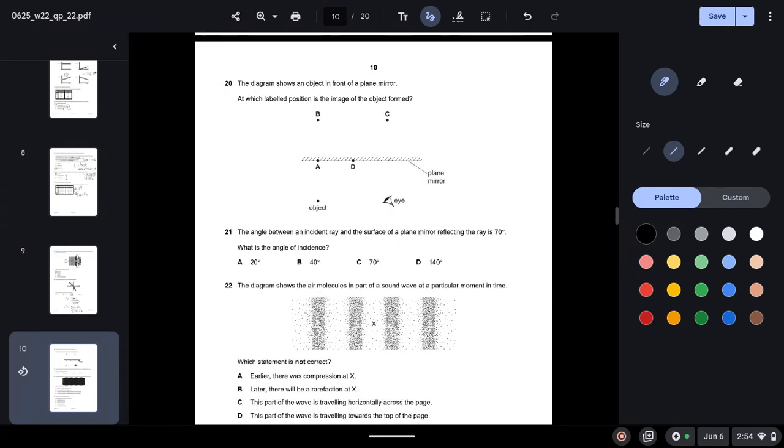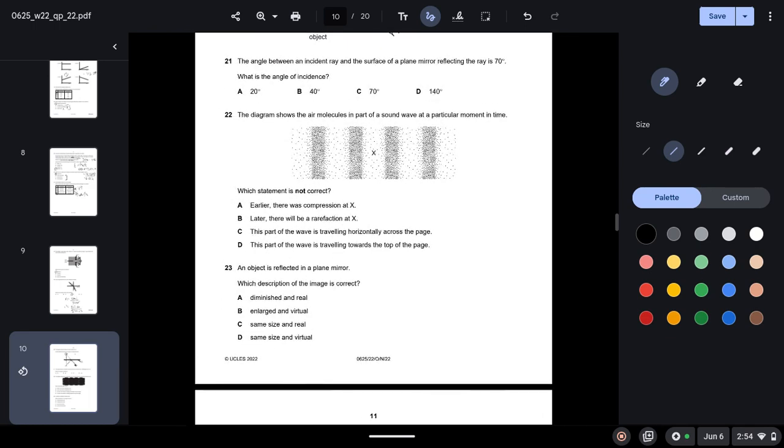20. The diagram shows an object in front of a plane mirror. At which labeled position is the image of the object formed? So this is your object. The light rays will travel like this, and the image will form behind the mirror, at the same distance, in the same vertical direction. So it will form here at B.